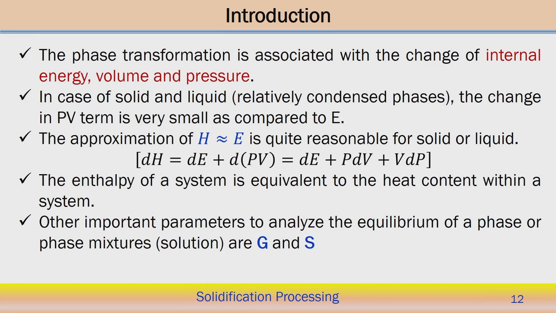Now, solid and liquid are relatively condensed phases. In that case the change of the PV term is very small compared to the internal energy. So, internal energy is the more dominating term associated with the solid and liquid phases. Specifically, I am talking about the case of the solid. There are only very small changes in the pressure and volume, and we can neglect them. With this approximation, we can say that H is approximately equal to the internal energy of a system in the case of solid and liquid phases.